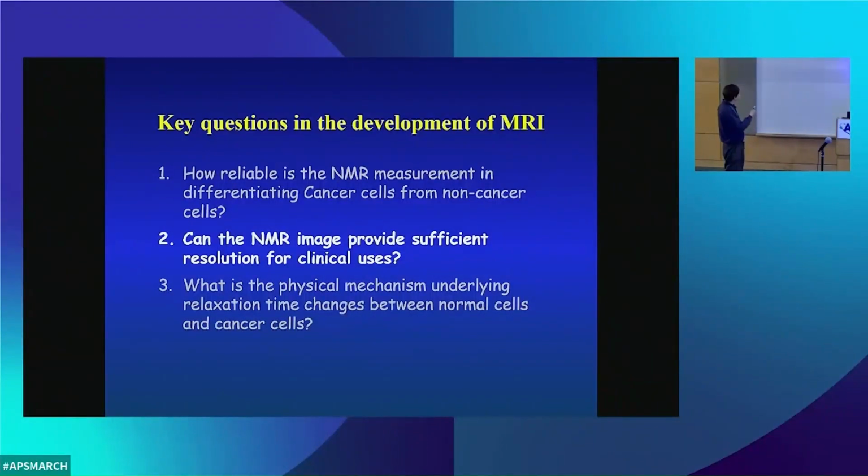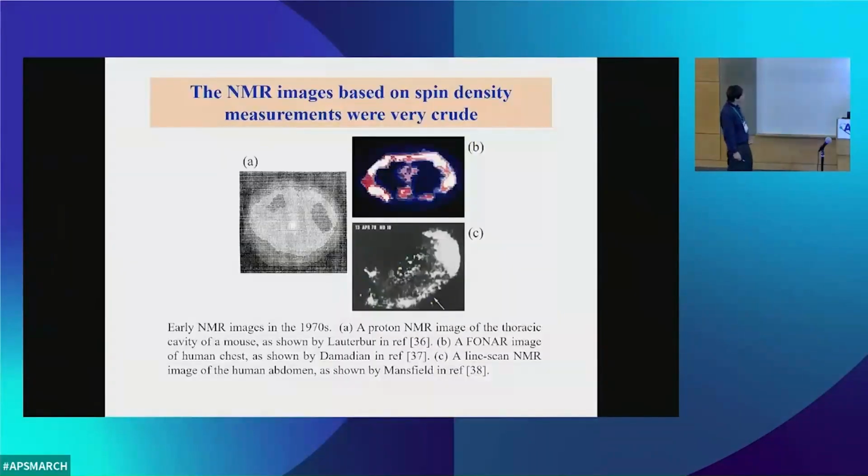Now, the second question: can the MRI image provide sufficient resolution for clinical use? Well, if you look at the early time, in the 1970s, it's far from that. These are just examples contributed by three groups. This is by Rodenberg on a mouse. This is an image produced by the Median group on a human chest. And this is an image produced by Mansfield's group. You can see these NMR images were based on spin density measurement. It's of very little use, because there's no good anatomical detail to allow you to make any identification.